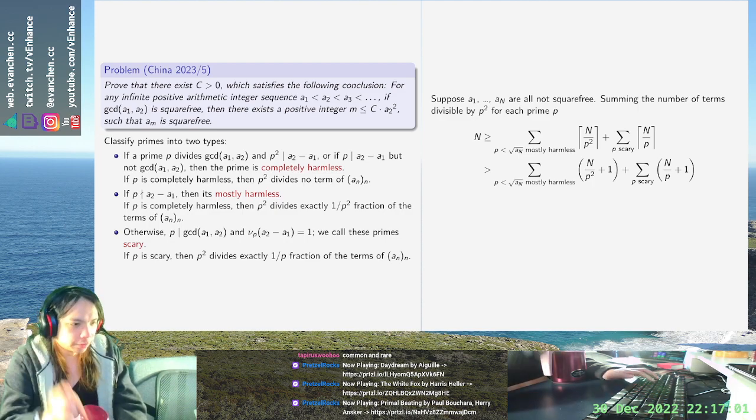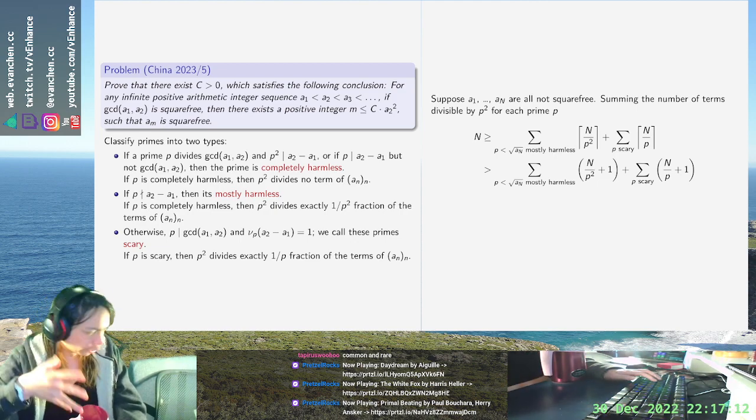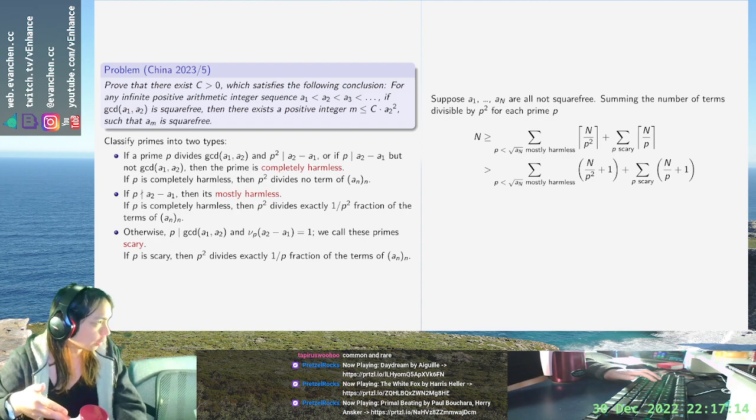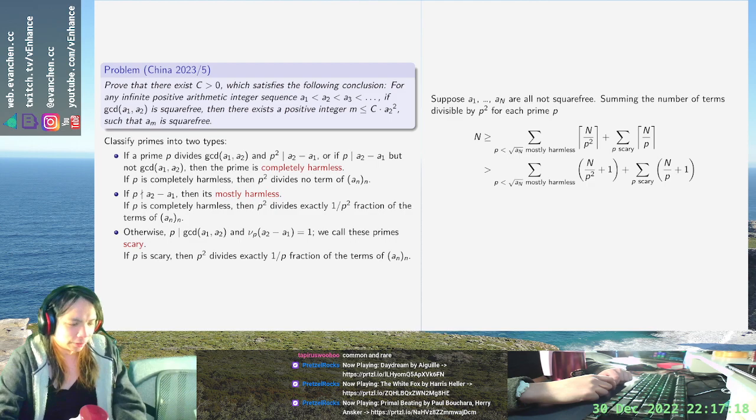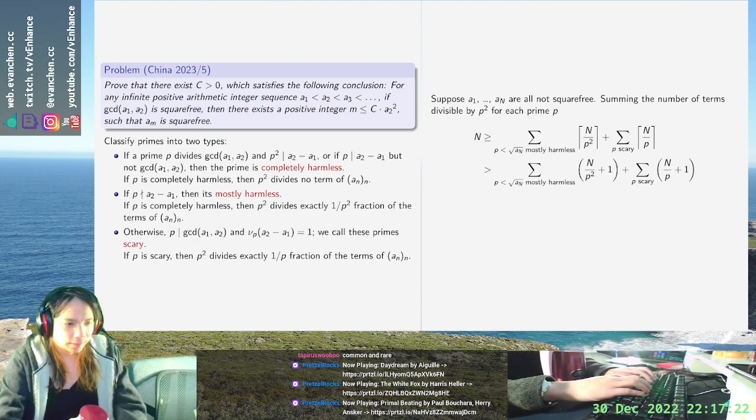Okay, so let's bound some more stuff. The sum of 1 over p squared is less than something. It's less than a half, right? So we have this leading term here that's like the sum of, I'm just going to say all primes.